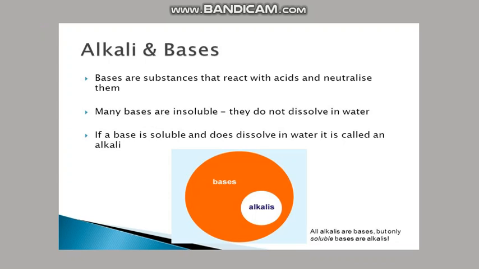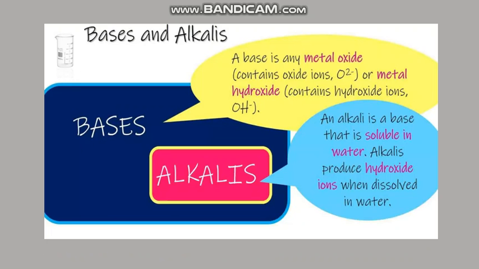However, it is important to remember that not many bases are soluble in water. Alkalis can be just as corrosive as acids. A base is any metal oxide containing oxide ion O2 minus, or metal hydroxide containing hydroxide ions, which is OH negative. An alkali is a base that is soluble in water. Alkalis produce hydroxide ions when dissolved in water.